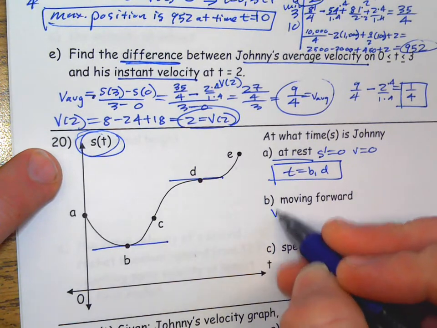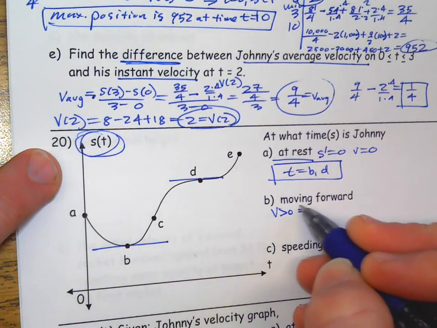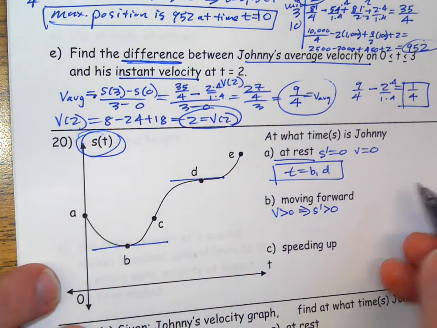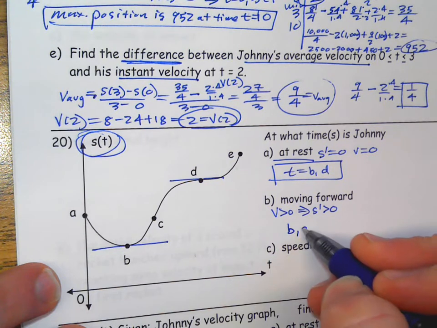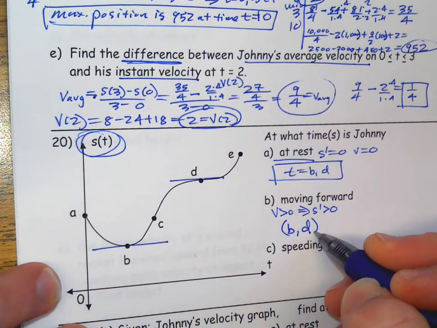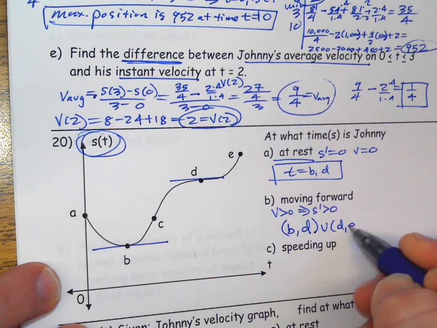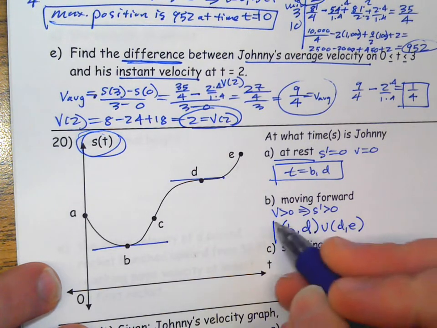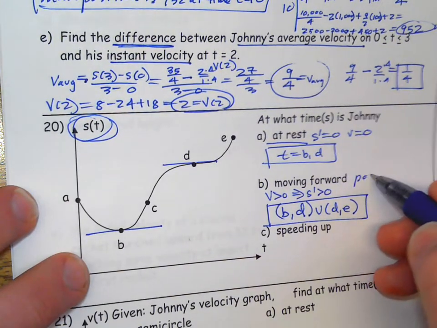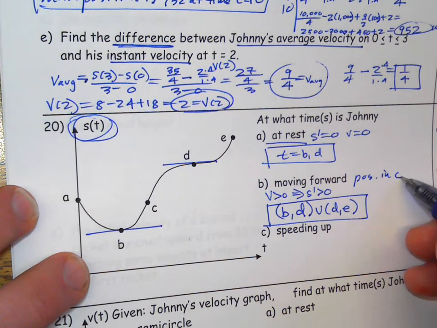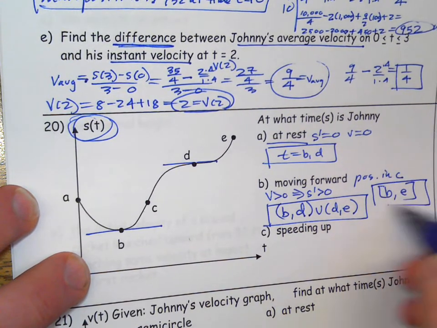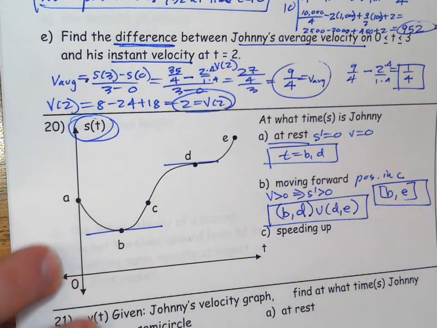Moving forward, that's positive velocity, which is positive S prime. So that's when the slope of the graph is positive. So I'd say B to D and not include the endpoints. I'm not talking about increasing and decreasing. And I'd say D to E. If it said position increasing, then we'd say B to E brackets. And you wouldn't break it up because you include those.